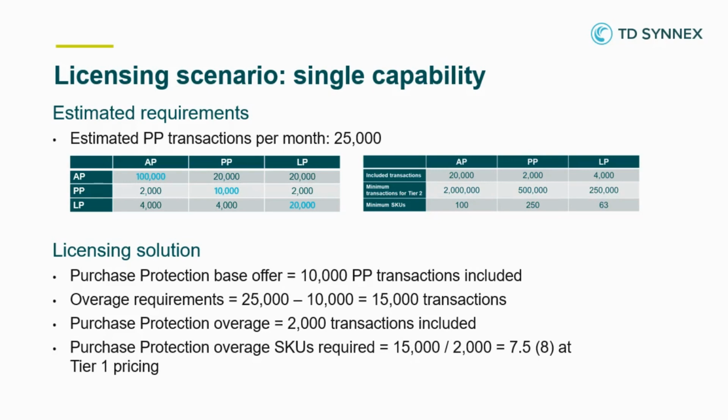Now you can see that that equates to 7.5. Well, we can't buy half a SKU, so we need 8 of the overage SKUs. And looking at the right-hand table, we can see that this does not meet the minimums for Tier 2 pricing, so this purchase would be at Tier 1 pricing. So we can then see that the total cost for the customer will be the price of the base offer plus the total for the overage SKUs.